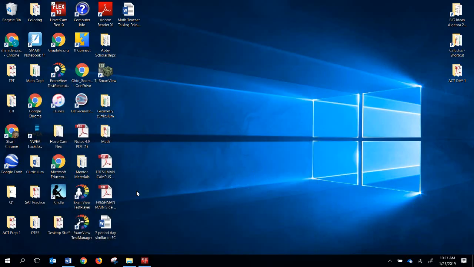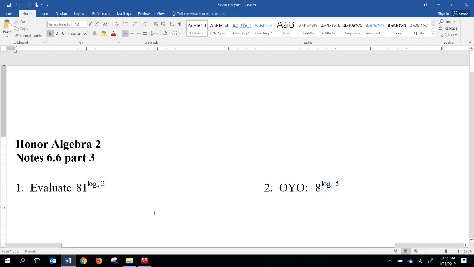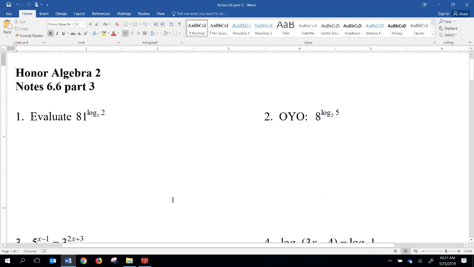All right, so 6.6 part 3. Looking at this first problem, we're trying to evaluate. How do we normally evaluate this kind of problem? Just set it equal to x, and then we rewrite it as a logarithm. Okay, that's how we normally do it. But the problem with this is that we don't have like bases.